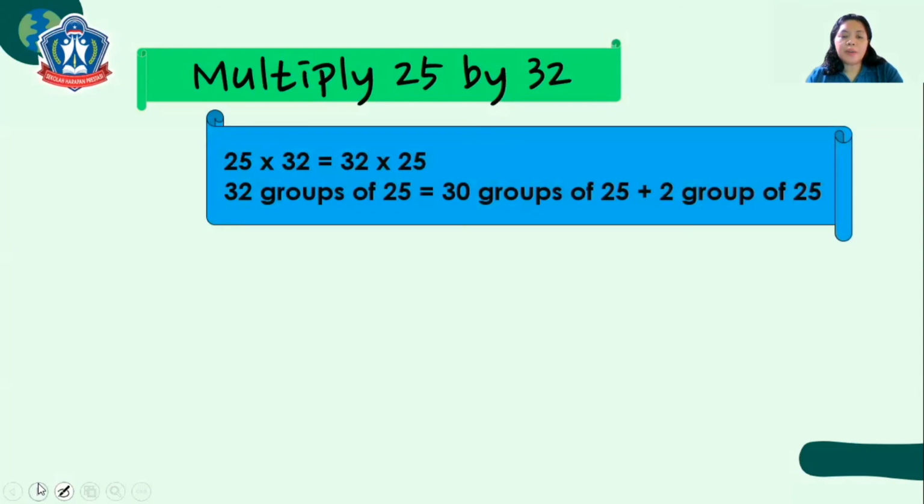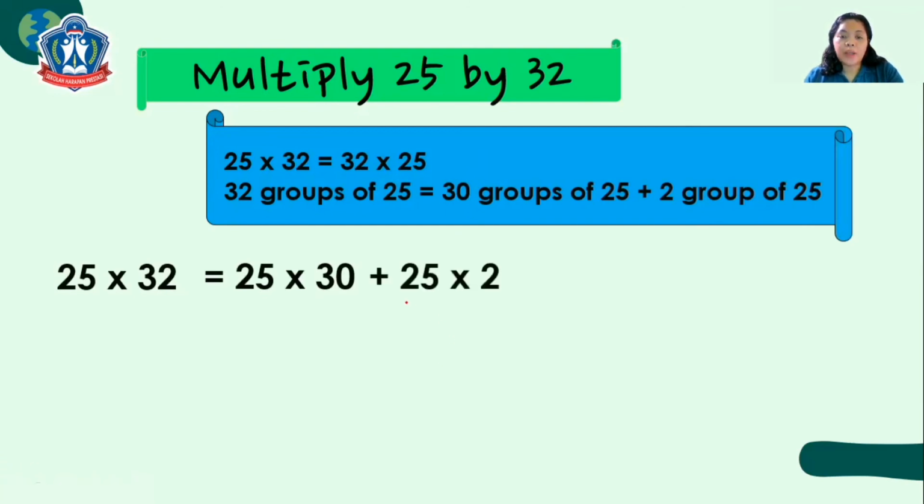25 times 32 is equal to 32 times 25. So, as you remember, if we switch numbers in multiplication, the product is still the same. So, 32 groups of 25 is the same as 30 groups of 25 plus 2 groups of 25. So, let's multiply first 25 times 30. Then, let's add with 25 times 2. So, 30 plus 2 is 32.